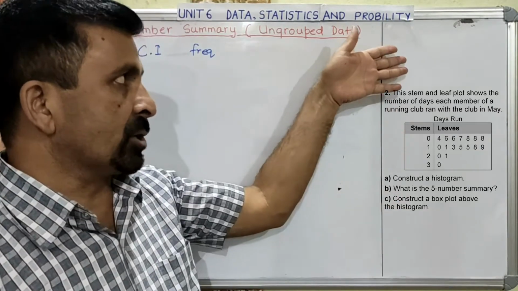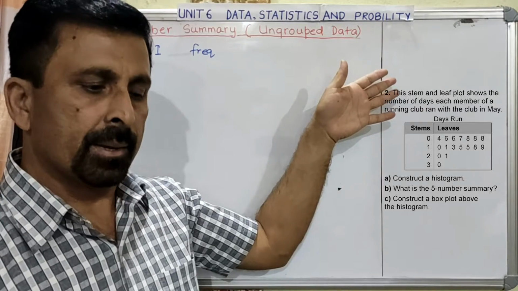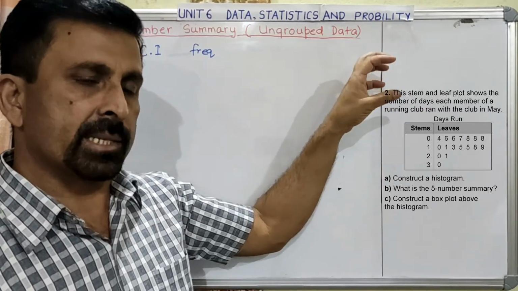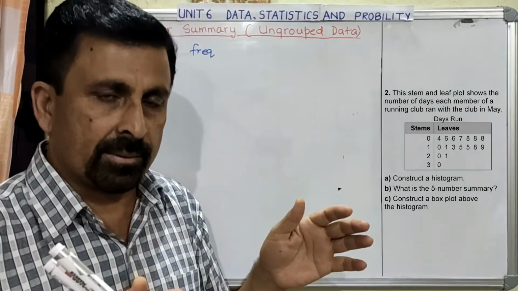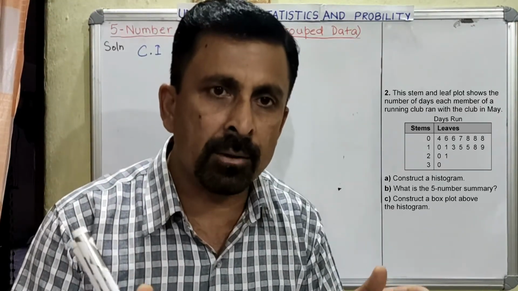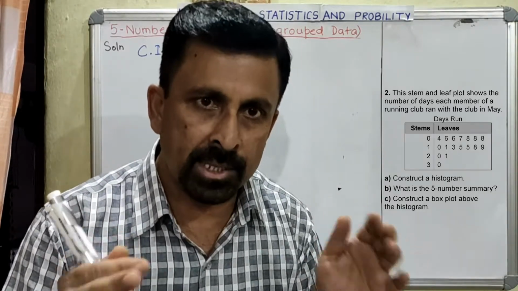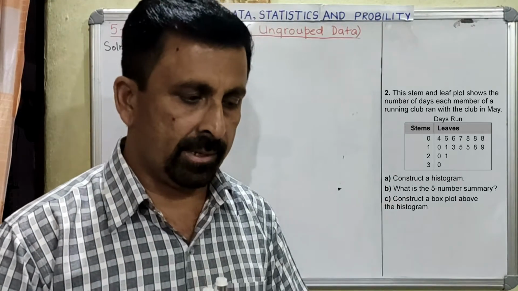You can look at two consecutive stems and understand what the class interval will be, what the width of the class interval will be. The width of the class interval is also called the bin width. Bin width means the width of the class interval.